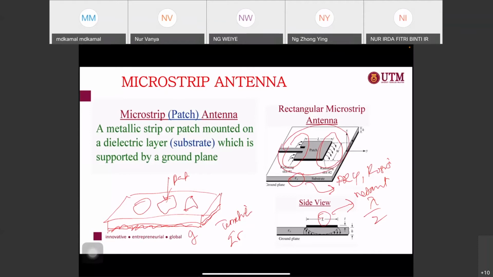But if you buy FR4, Rogers or Taconic, usually they already give you the parameters: your epsilon r, the thickness H there, and your tangent delta, the loss tangent. If you know all these values, you put them into the simulation. From the simulation, it will give you all the results: the gain, efficiency, directivity, etc. Okay, so this is very important for you to understand.